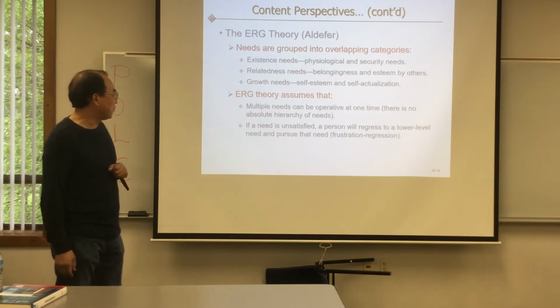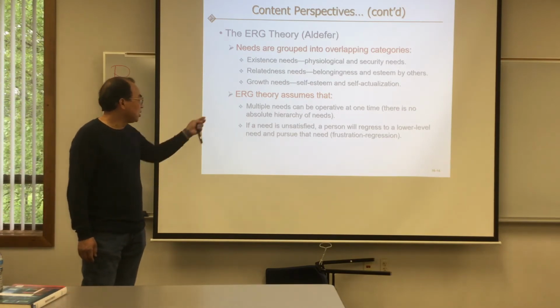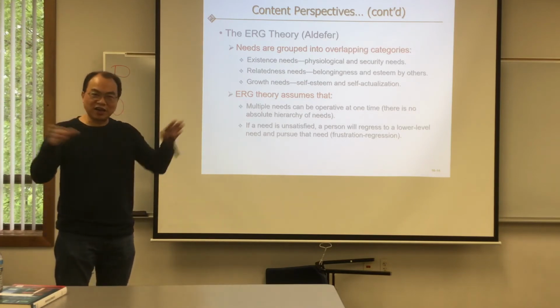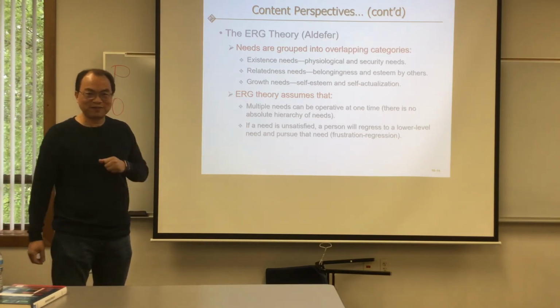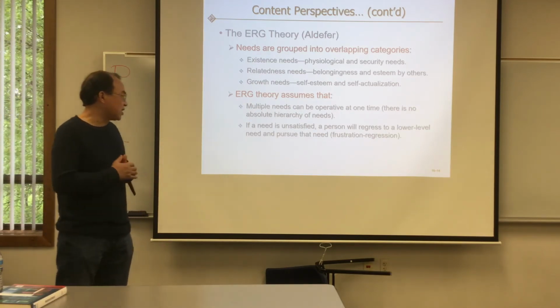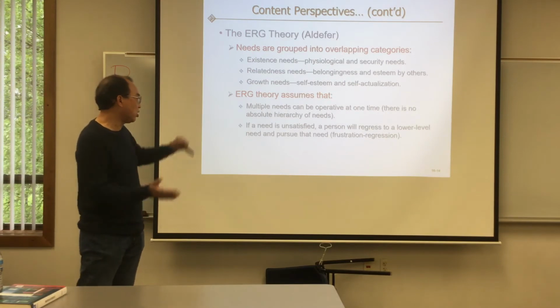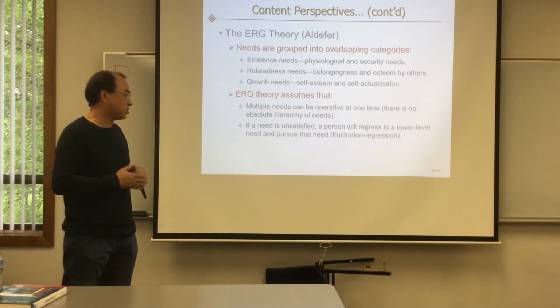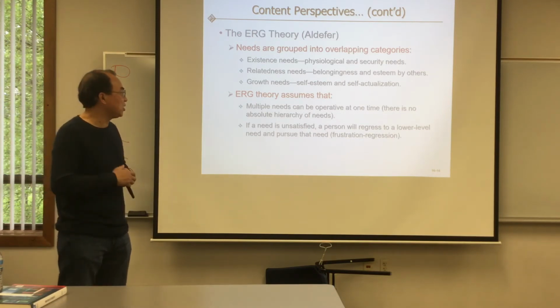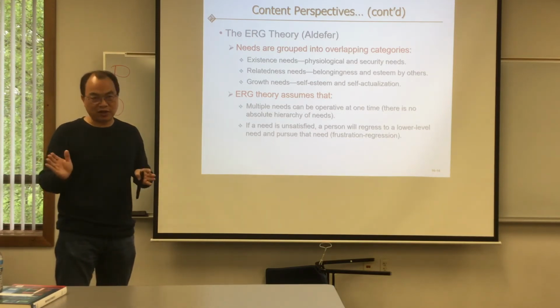Basically, Alderfer assumed that multiple needs can be operating at one time. See, there's no hierarchy here. It's a circle, all equal. I said earlier, right, if a need is unsatisfied, a person will regress to a lower level of need and pursue the other need. Okay, that means if they're not satisfied, they will get frustrated. Maybe they try to find other ways, right?